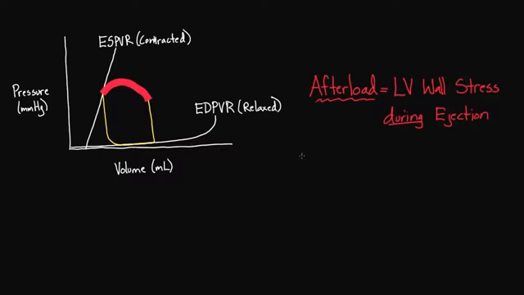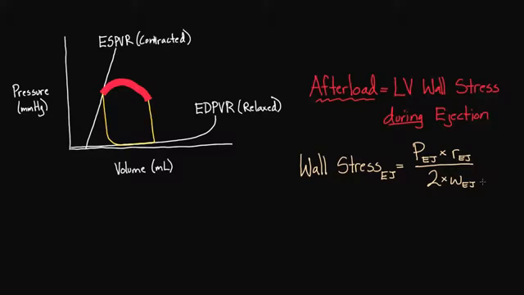So I want to refresh your memory now on what wall stress is exactly. So you might be thinking, well, I remember the term, but exactly what it is, I don't remember. So wall stress, and I'm just going to write EJ for ejection because you have to remember that afterload happens just during that part of the pressure volume loop, just during that chunk of it, is equal to pressure during ejection times the radius during ejection. This is the radius of the left ventricle, divided by 2 times the wall thickness during ejection. And now if you wanted to say, well, could we actually figure out the value? Is there an actual number we could figure out?